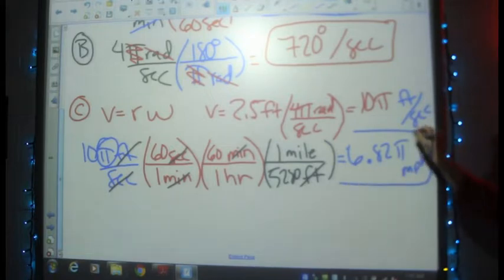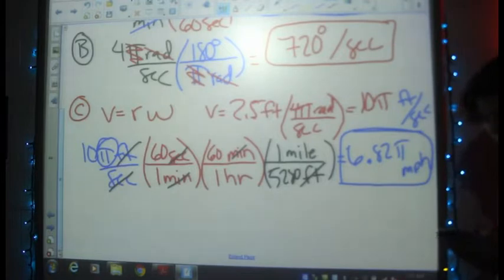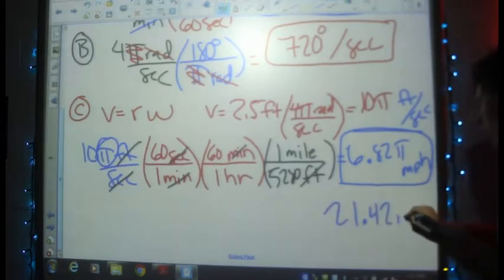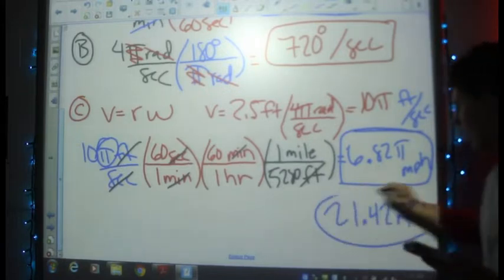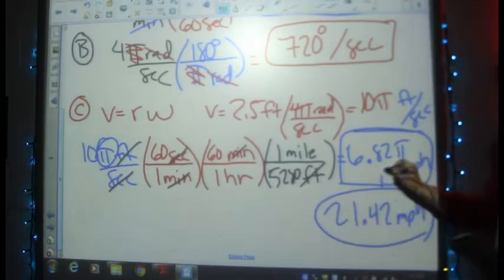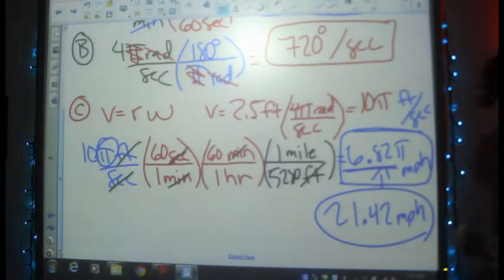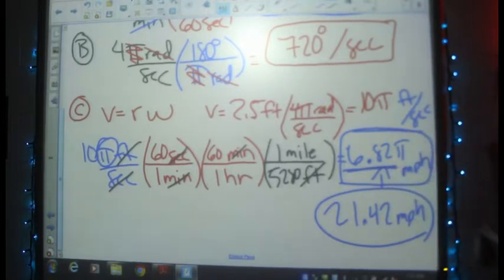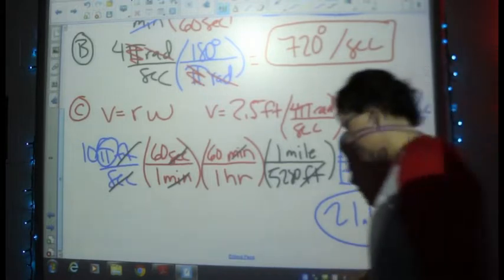And if you're curious about what that actually equals, about how fast it's actually going, of course we could multiply through by pi and get the rounded answer of 21.42 miles per hour. So this is the approximate answer. Again, I always prefer the exact answer, personal preference. I like to leave it in terms of pi, but that's up to you. If you don't want to leave it in terms of pi, I understand.